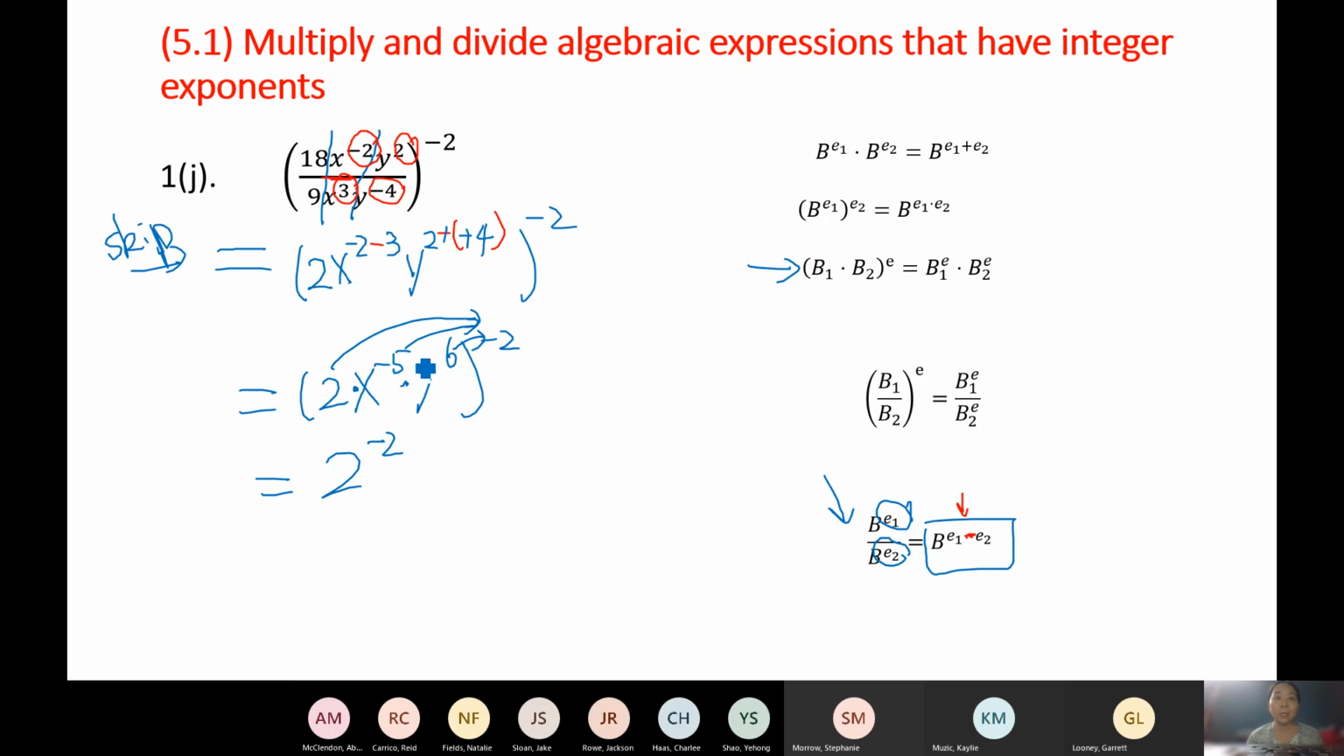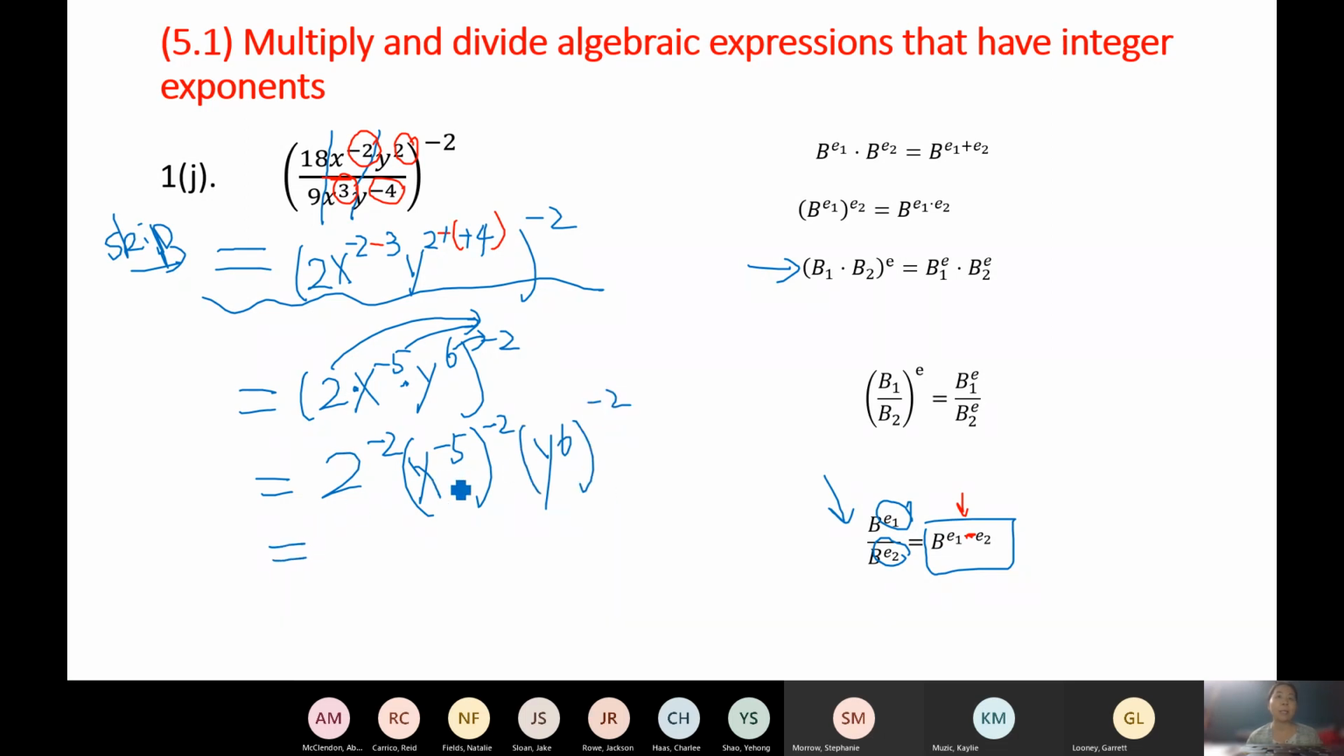But if you didn't get negative 5 and 6, if you got like say 1 here and negative 2 here, you should write down the step because it means you couldn't do that in your mind. Because there are too many minus signs, you should write down the step, or at least write it down on your scratch paper. So I'm going to raise 2 to negative 2 and raise x to negative 5 to the negative 2nd and y to the 6 to the negative 2nd.